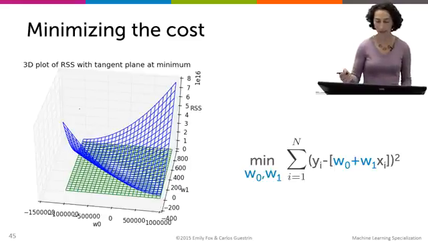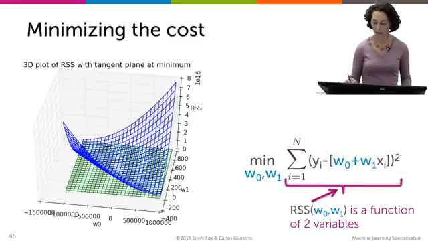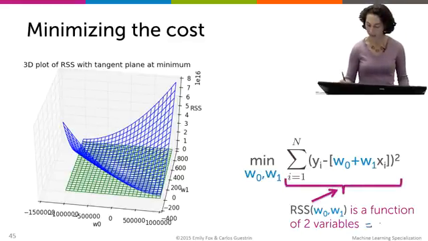Let's formalize this idea a little bit more. Here, what we're showing is our residual sum of squares, and we see it's a function of 2 variables, W0 and W1. So we can write it generically. Let's just write it as some function g of a variable W0 and a variable W1.